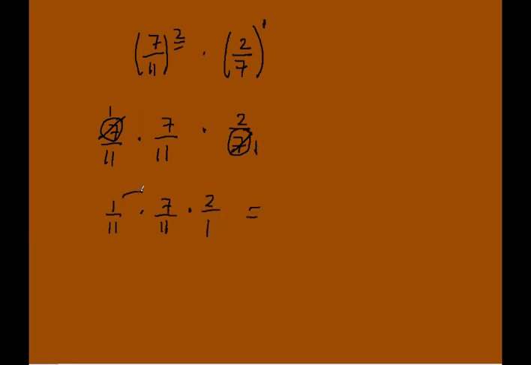Well, what is the rule to multiply fractions? Multiply the top with the top and the bottom with the bottom. So 1 times 7 is 7. 7 times 2 is 14. 11 times 11 should be 121. So you can go on the side and check. 1 times 1 is 1. 1 times 1 is 1.